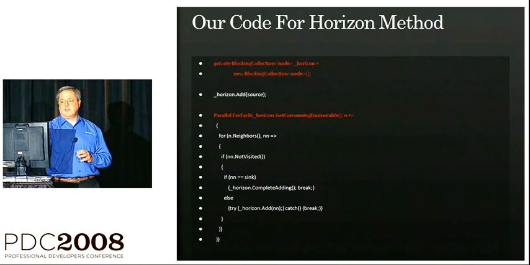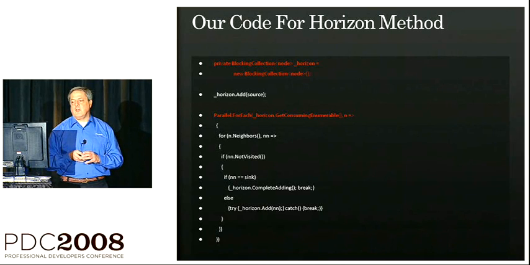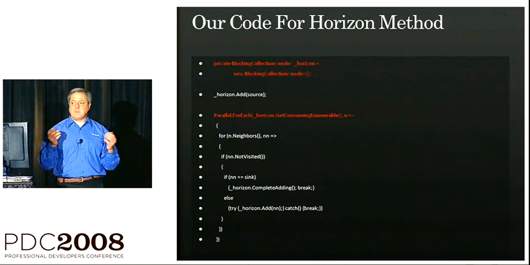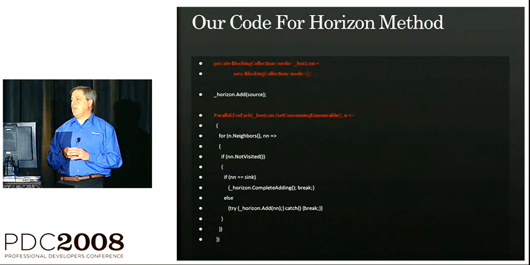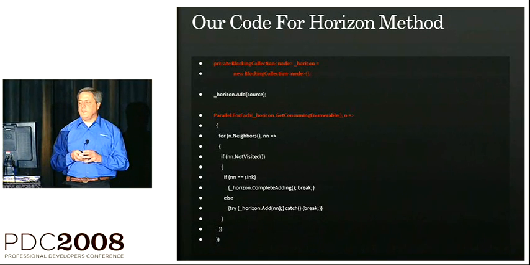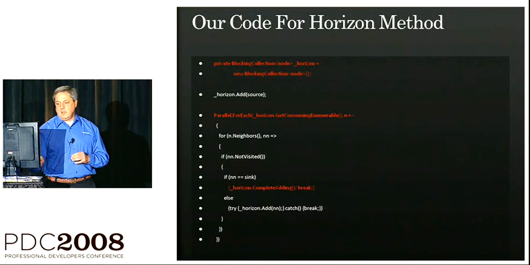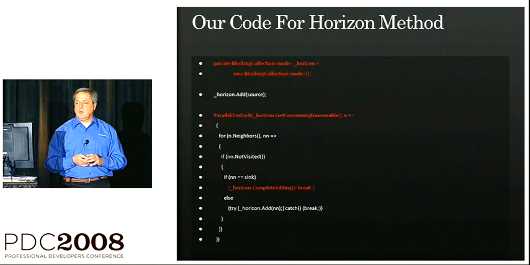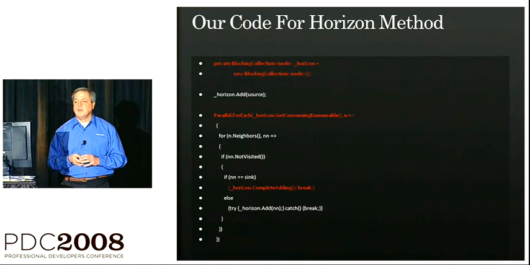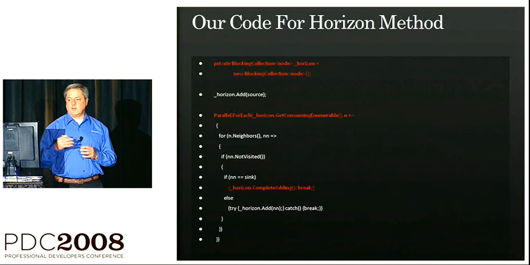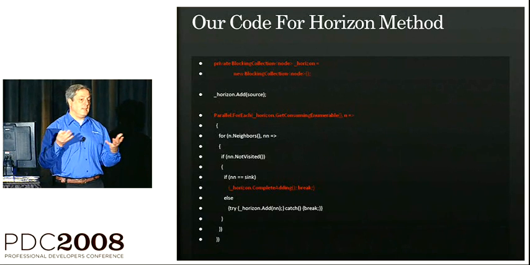Okay, and now I can simply do a parallel for each element of the horizon, and this simply will execute until either the horizon is empty and no one's added new elements, in which case I haven't found the sink, or I can use this horizon complete adding when someone does find the sink. Okay, and what that will do will be to set a signal for all the threads that are consuming elements out of this horizon that they should quit.